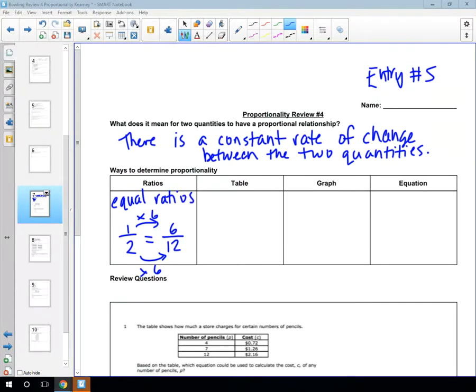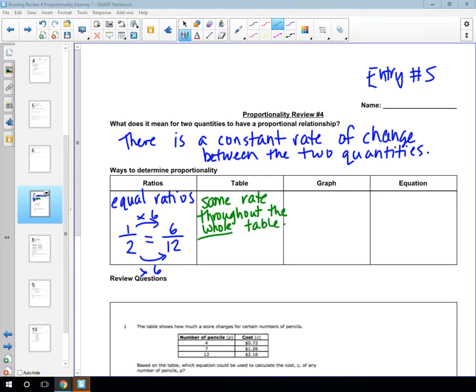Another way is you're sometimes given a table, and this is a very common question. You're guaranteed to see several questions just like this on the calculator and active. When you're looking at a table to determine if it's proportional, it must have the same rate throughout the whole table.